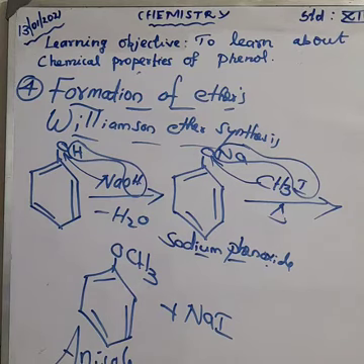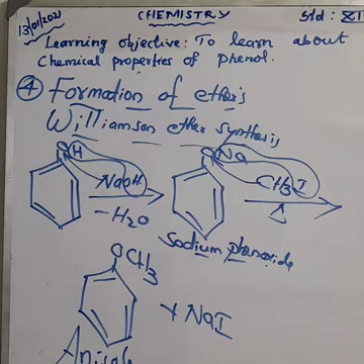Anyhow, next one is about phenol reacting with benzoyl chloride. What's the formula for benzoyl chloride? C6H5COCl. How will you get it? By the reaction of benzoic acid. What's the formula for benzoic acid? C6H5COOH. In benzoic acid, we replace the OH by adding Cl. On the reaction between benzoyl chloride and phenol, we get phenyl benzoate.